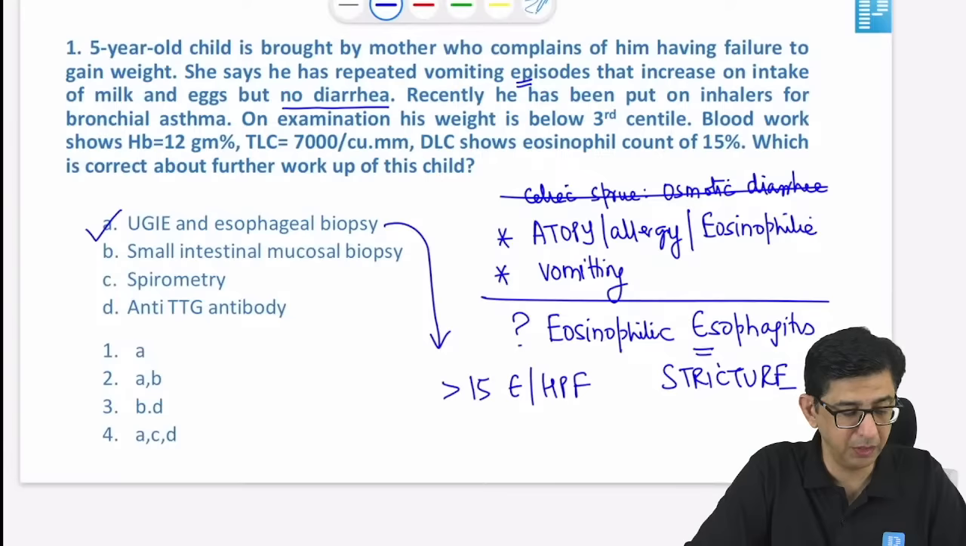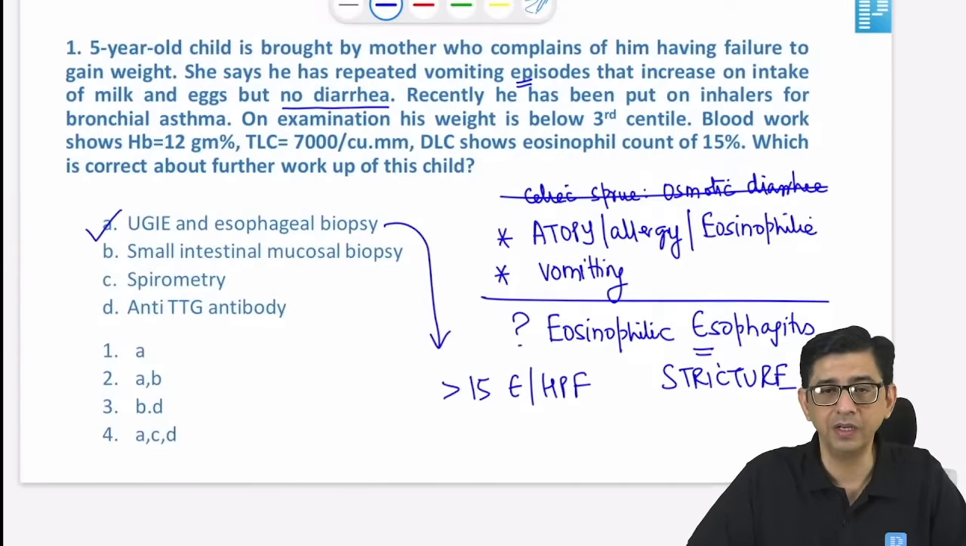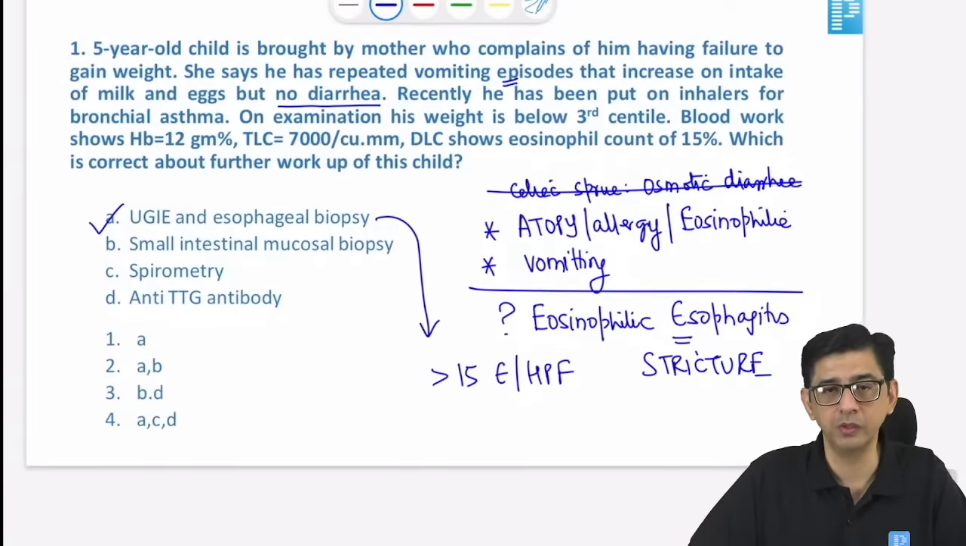So I think that would make it, yeah, topical steroids. Yeah, Soumya, I'll come to the treatment part, but when you read this question, it categorically says there is no diarrhea present and only vomiting episodes present. That should make us think in terms of possibly an esophageal pathology.